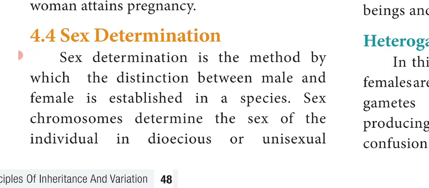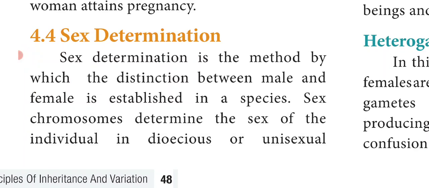For example, in humans, there are 23 pairs of chromosomes. The first 22 pairs are called autosomes and the last pair is called allosomes. So allosomes only determine the sex of the individual. The autosomes may differ from species to species. Sex chromosomes may be similar.